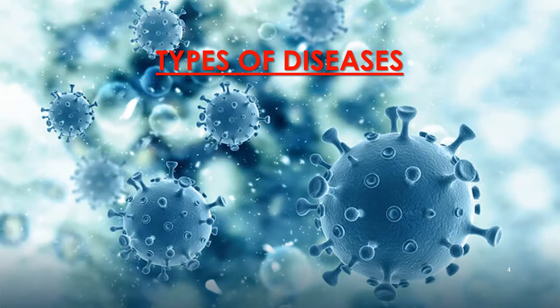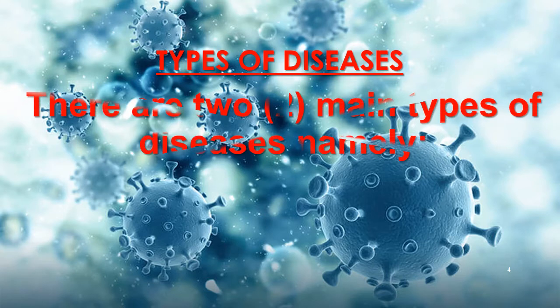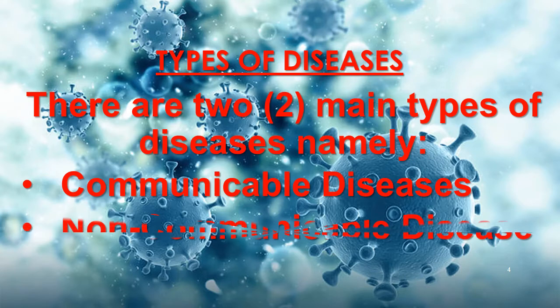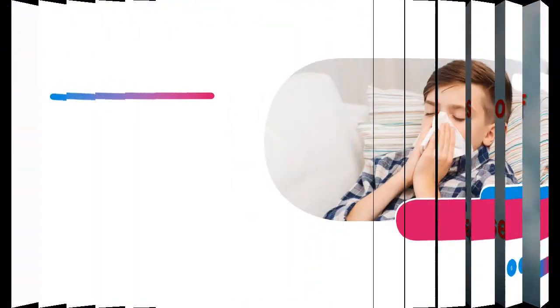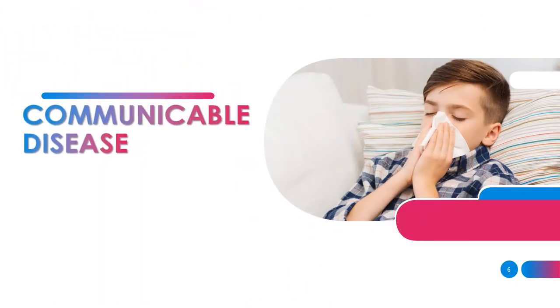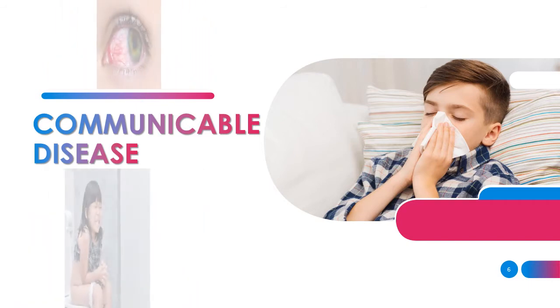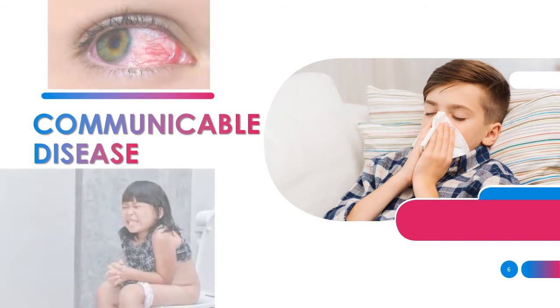So what we're going to be looking at is types of disease. There are two main types of disease. The first one, we have the communicable disease and the non-communicable disease. So we are going to be talking about communicable disease.